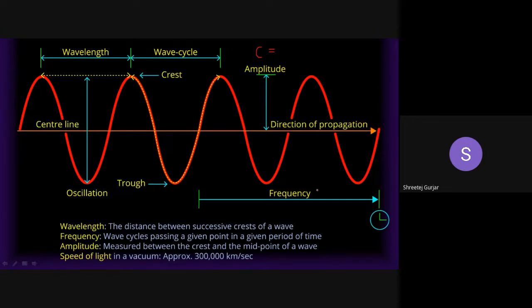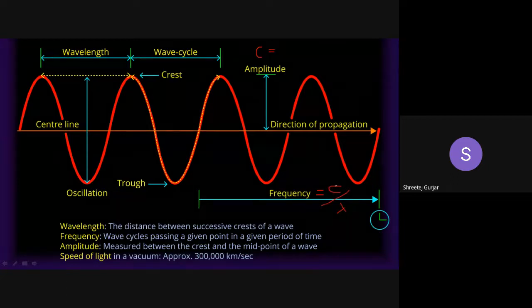As I've told you, frequency is c by lambda. So c is a constant over here. The c value does not change. That is the velocity of light. Lambda is wavelength, which will depend upon the wave which we are using. What is the velocity of light? Can anyone tell me in meter per second?